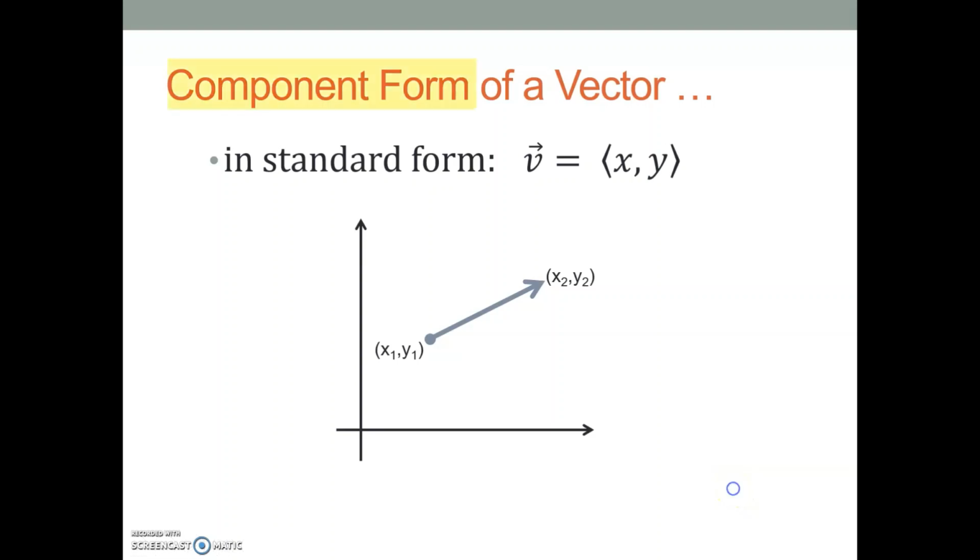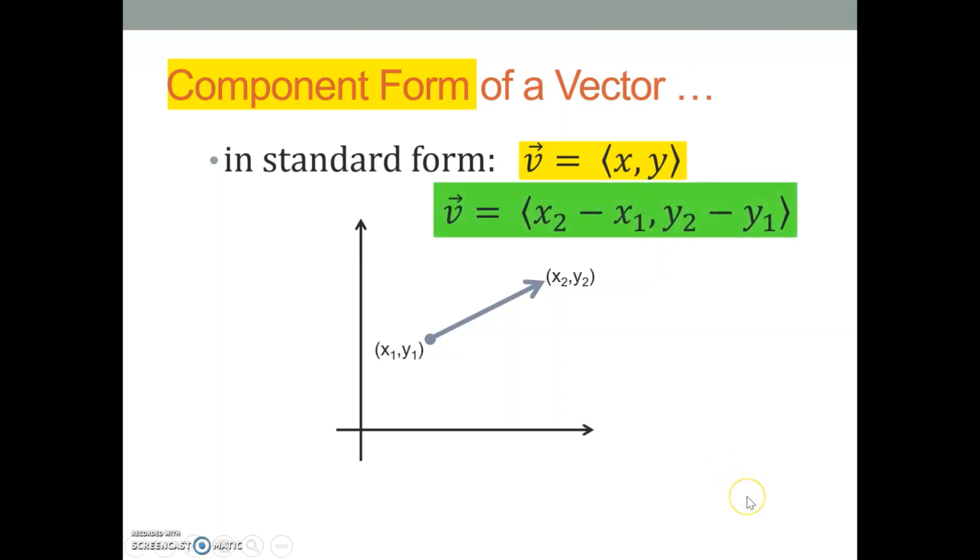To put a vector into component form, which looks like this, notice the angled brackets. So it's almost like an ordered pair, but instead we have the angled brackets. We will use this formula. We subtract the x's and we subtract the y's that come from the initial point and the terminal point. And we're always subtracting terminal point minus initial point. That will put the vector into standard position, and we would identify its terminal point with this notation.